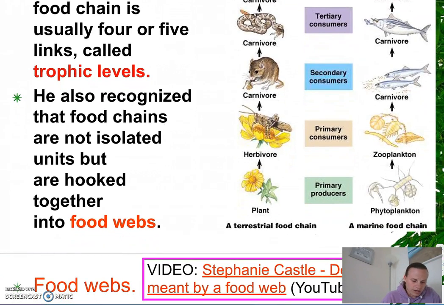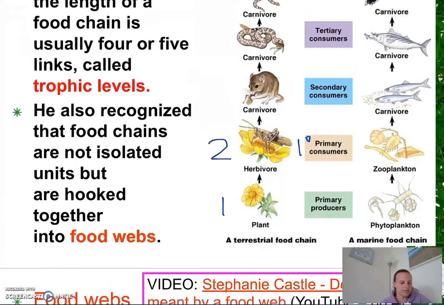So if we look here, you're going to have your first trophic level. Your first trophic level are your primary producers, your photosynthetic organisms, your autotrophs. They make their own energy. Then you've got your second trophic level, which contains your primary consumers. These are the first organisms within a food chain that must obtain their food. They are heterotrophs. They can't make their own food, and they're herbivores because they eat photosynthetic organisms.